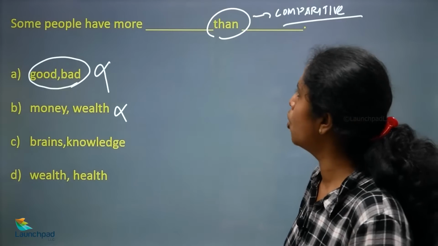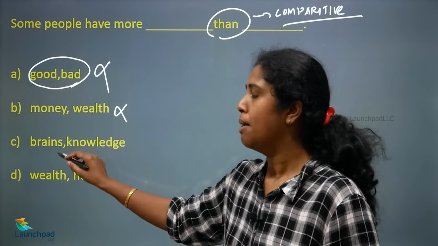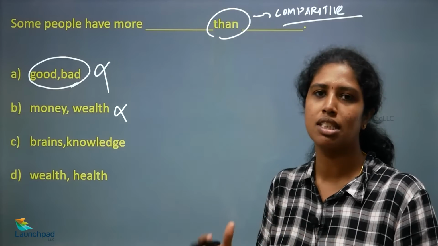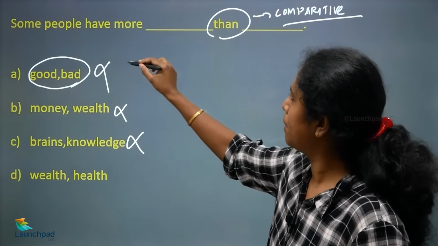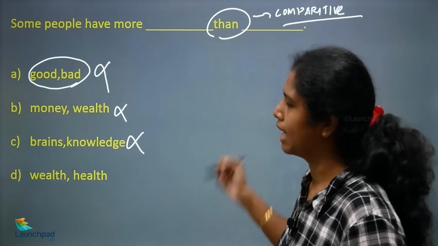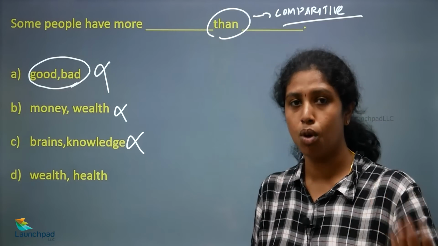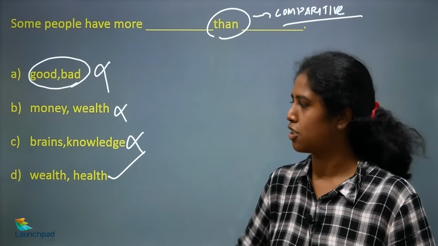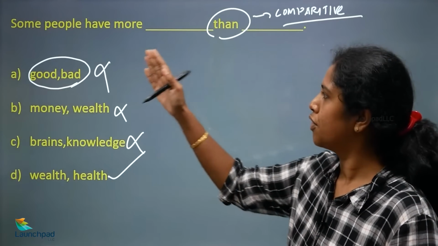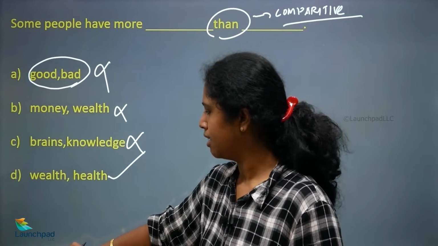Some people have more brains than knowledge. Again, brains and knowledge, they are almost the same meaning. Okay. So this is not possible. So some people have more wealth than health. Yes. So some people have more wealth than health. So this is logically and grammatically right. So hence your option is D for this particular sentence. Okay. So now the next.